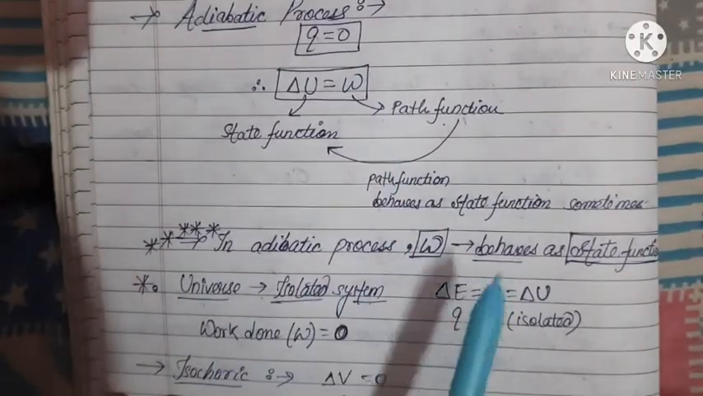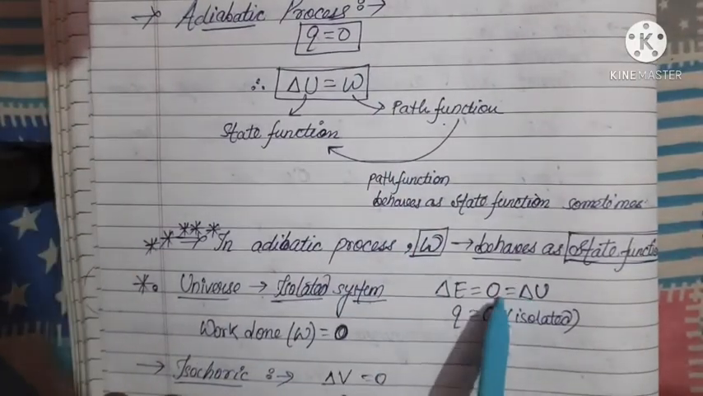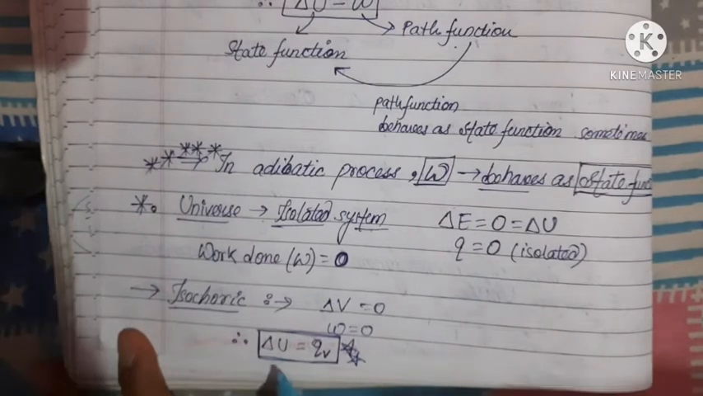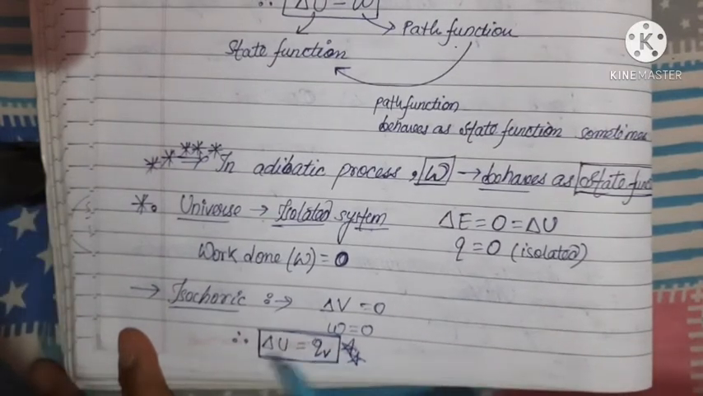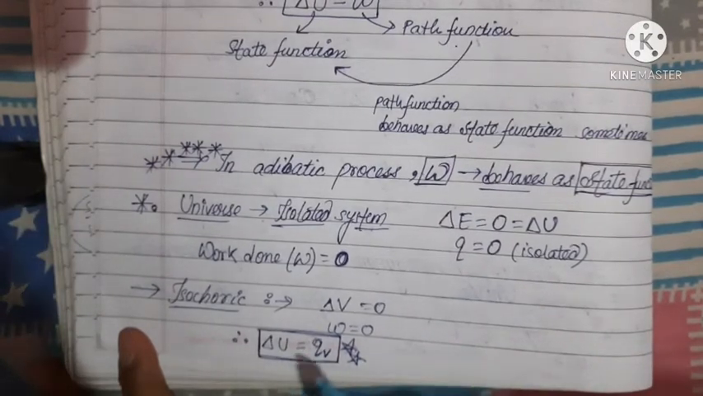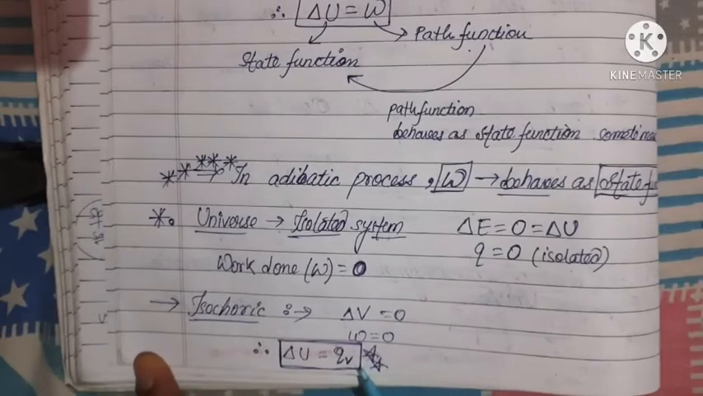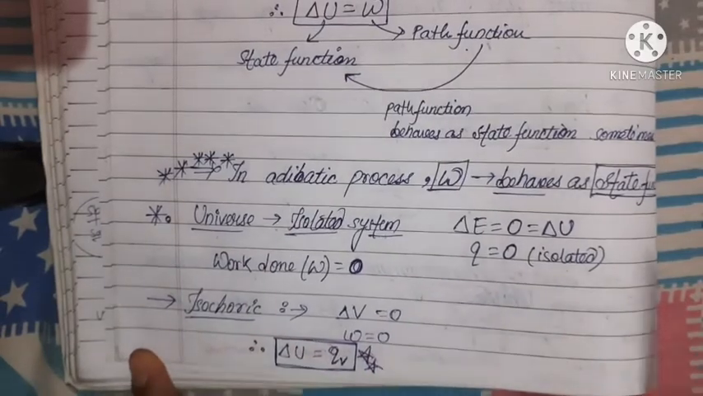The universe is an isolated system where the change in internal energy is zero and Q equals zero. Work done in an isochoric process: since volume is constant, change in volume is zero, so work is zero. So here it acts as a state function; isochoric energy acts as a state function.